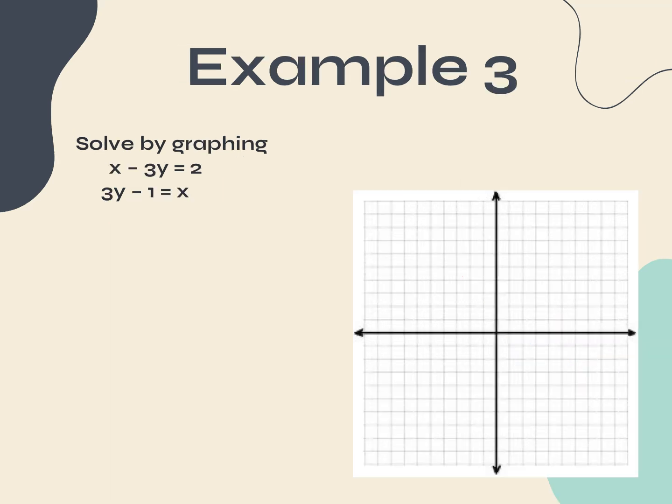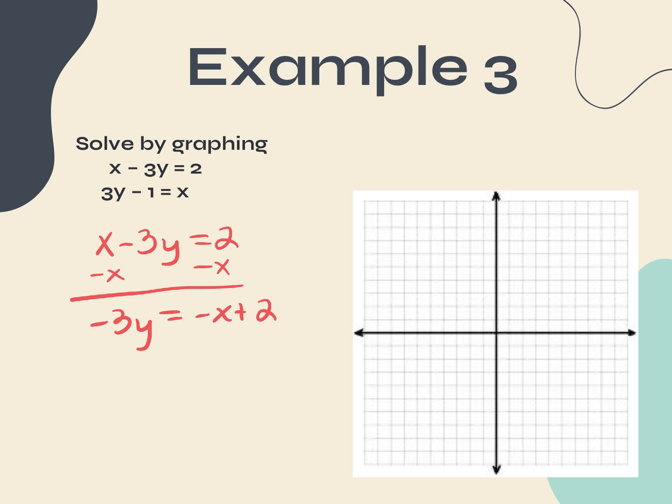Let me do the top one in red. x minus 3y equals 2. Subtract x. -3y equals -x plus 2. Divide everything by -3. And this ends up giving me y equals 1/3 x minus 2/3.